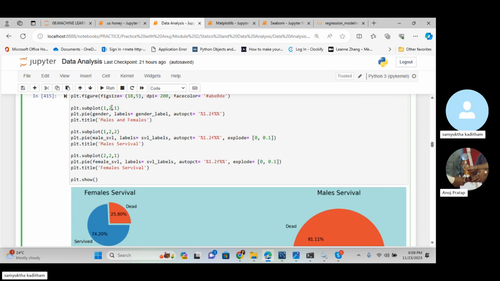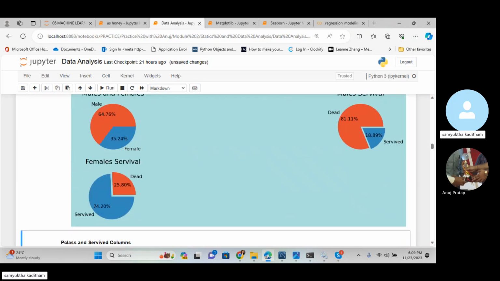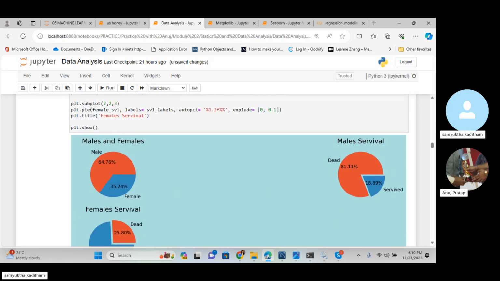Just do two comma one first. Remove the first one: 2 comma 2 comma 1. Change it here also: 2 comma 2 comma 2, and 2 comma 2 comma 3. Now run the plot again. Then what happened? This empty one, there is no data. It gives empty plots. Now my doubt is clear.